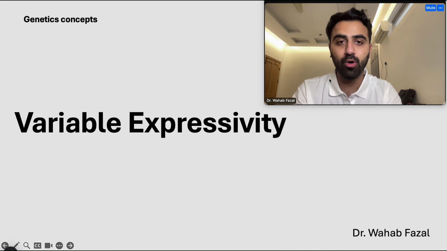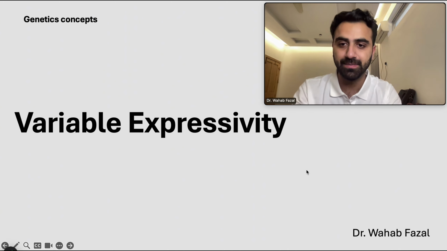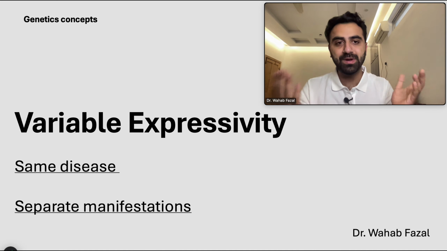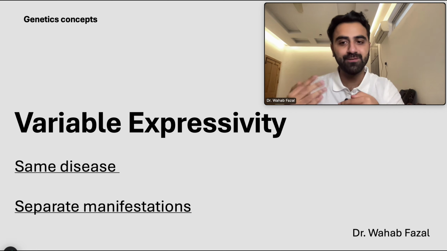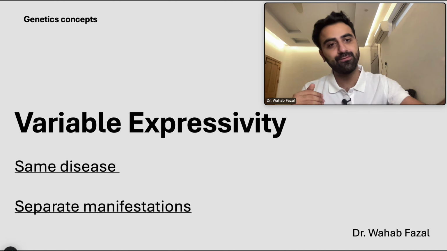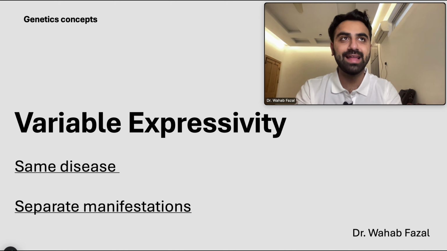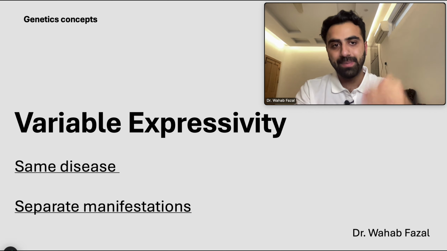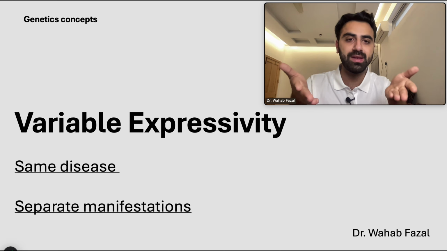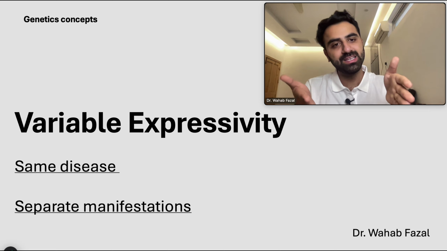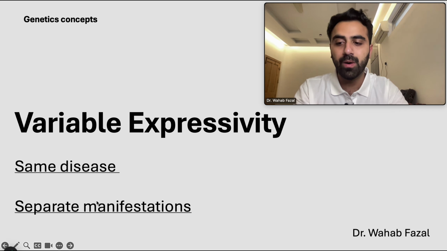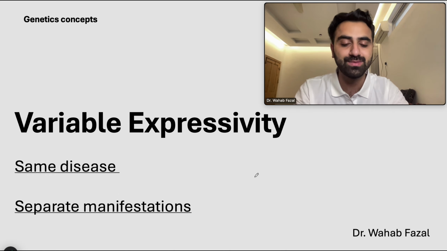Then let's talk about the concept of variable expressivity. Let's say you have the same disease, but it has separate manifestations, meaning different people have different versions of the same disease. This concept is called variable expressivity. Now, one thing I want you to understand for the concepts that we're going to keep talking about is that multiple concepts may apply to one single disease. It's not just that one disease has codominance and the other has variable expressivity. The same disease can have variable expressivity and also codominance. So the concept of variable expressivity just means that one genetic problem can identify itself in multiple ways.